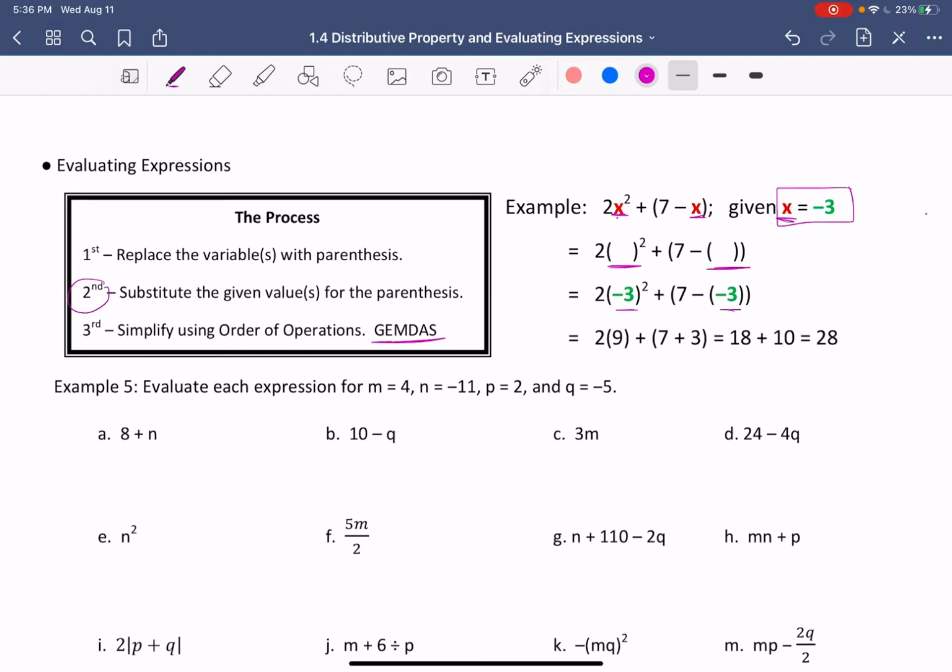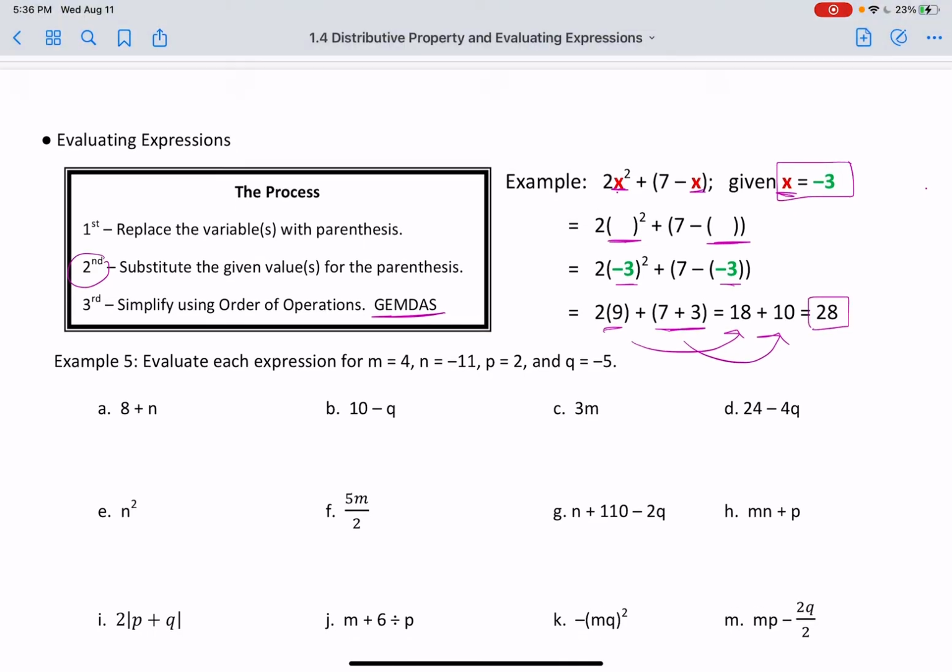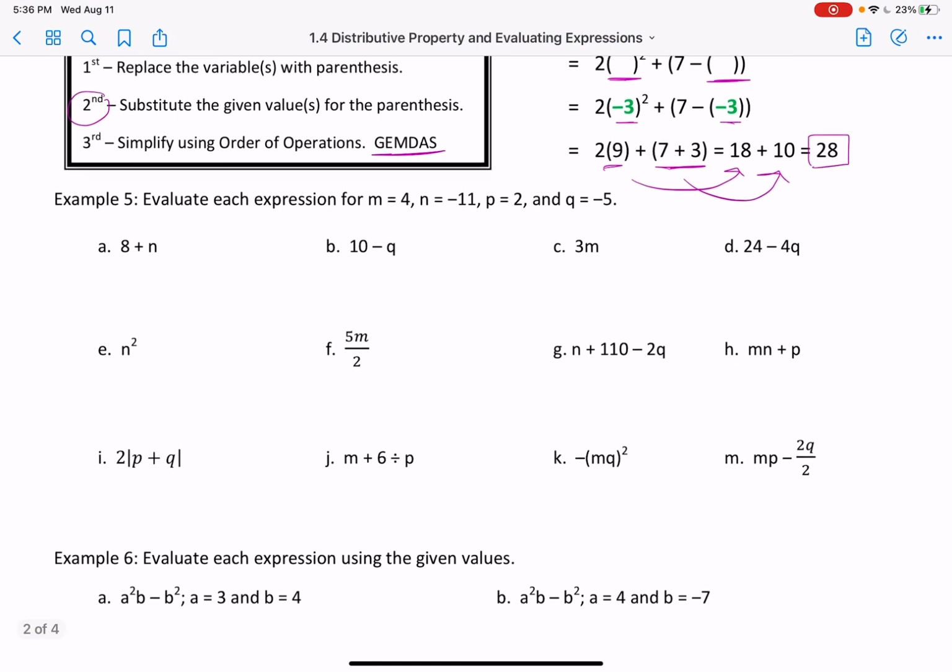So we have 2 times 9, that gave us 18. 7 plus 3, that gave us 10. And then our final answer was 28. So let's work a few of these.